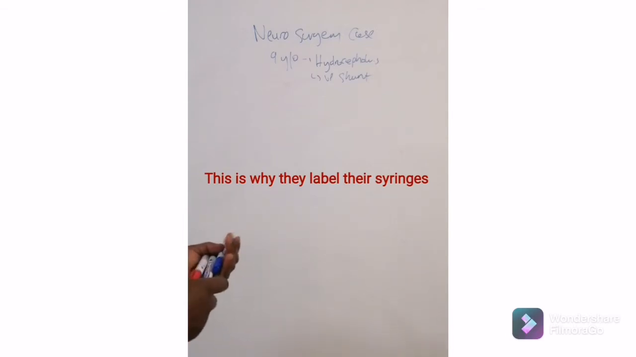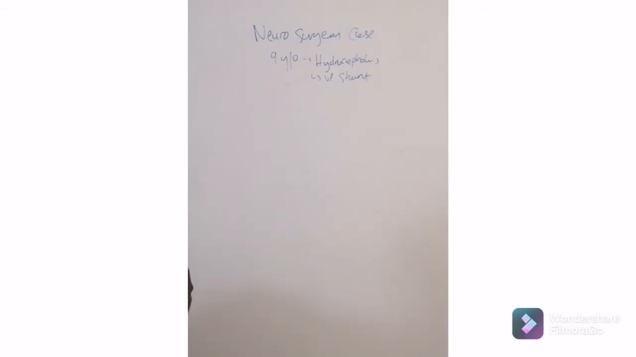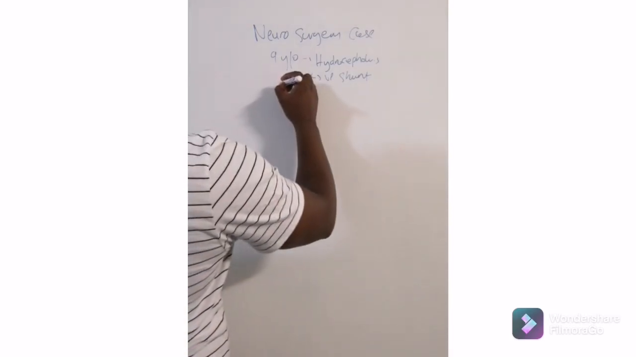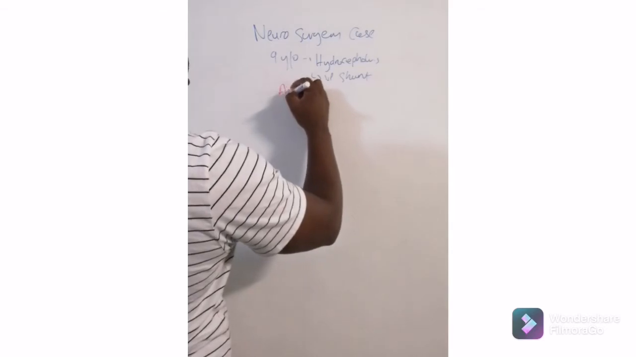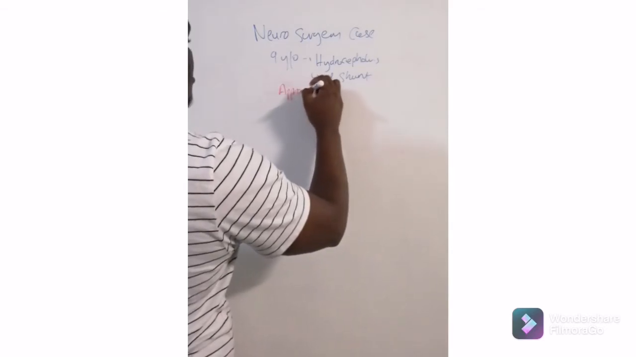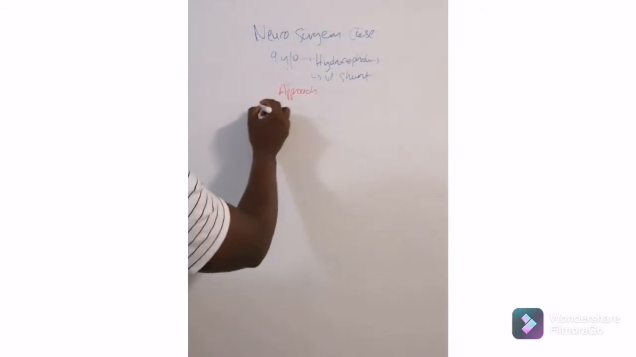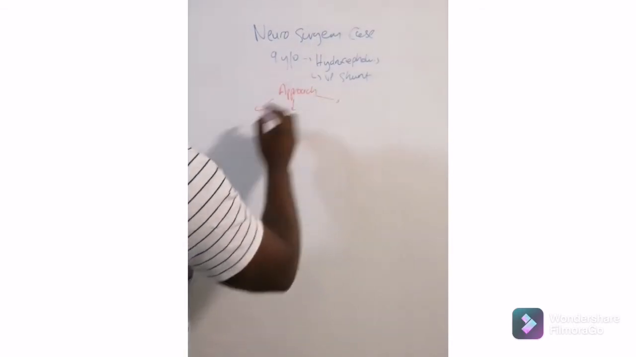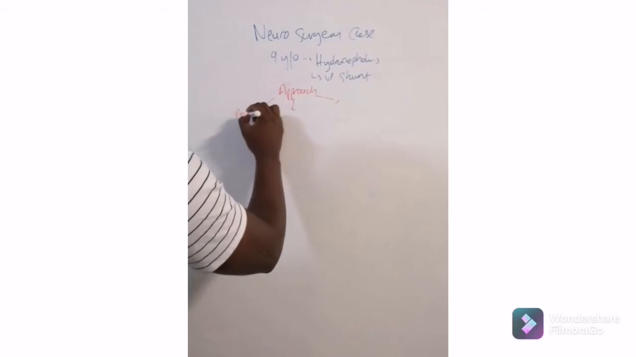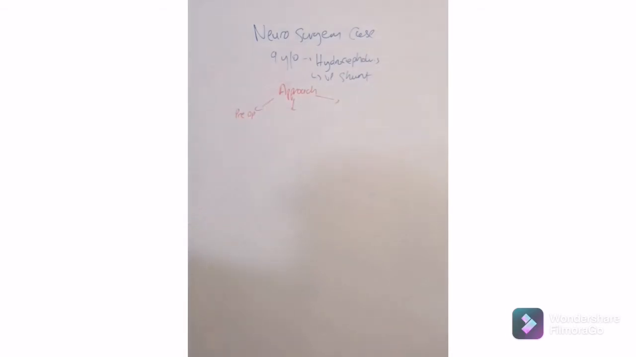So let's jump into it. Neurosurgery case, 9-year-old with hydrocephalus, the surgeons wanted to insert a VP shunt. So what did we do? Like I always say, an anesthetic approach to any patient is as follows. You need to do the pre-op assessment.